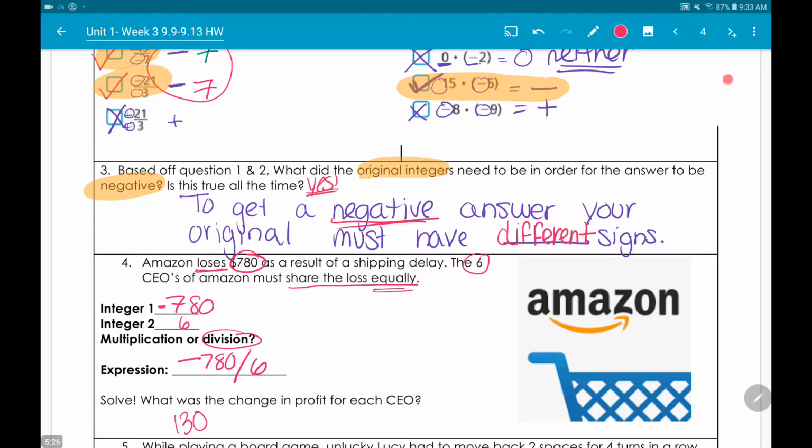All right, and it was different signs or same signs? They're different, so I need to make it negative. So what was the change in profit for each CEO? Each CEO loses or lost $130.